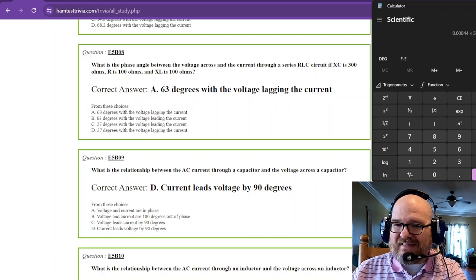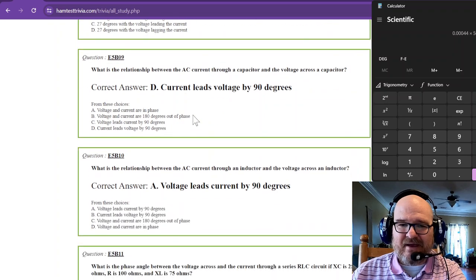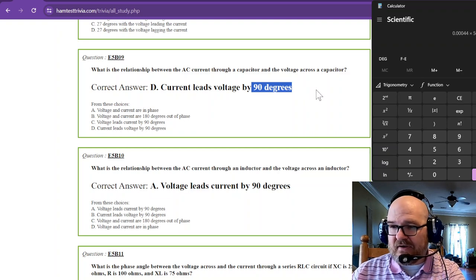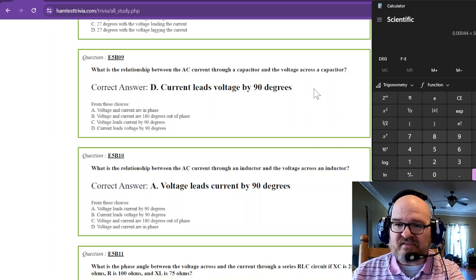Okay, so Eli the Iceman is coming up next. Eli the Iceman. What is the relationship between the AC current through a capacitor and the voltage across a capacitor? We're talking about a capacitor. So that's the Ice Man, ICE. So current, I, leads E, voltage, in a capacitor, and it's 90 degrees. So that's pure capacitance. It's 90 degrees.